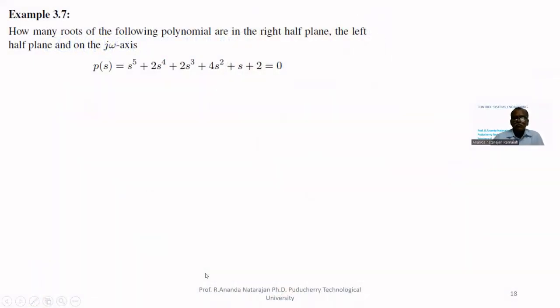So there is a procedure to find the location of poles, whether on the right hand side, left hand side, or on the j omega axis. For that, there is a criterion called the Routh-Hurwitz criterion. Let us see that. How many roots of the following polynomial are in the right half of the s-plane, left half of the s-plane, and on the j omega axis? That we have to find. Let us find it by using the Routh array.